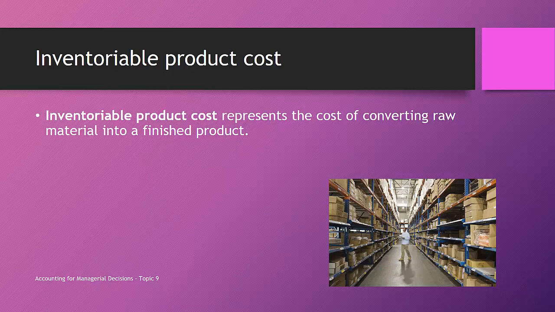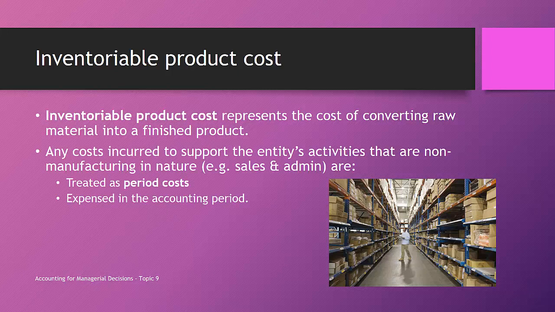And this represents the cost of converting raw material into a finished product. Any costs incurred to support the entity's activities that are non-manufacturing in nature are treated as period costs and expensed in the accounting period. So you don't attach sales costs to the actual cost of the inventory. What you include in the inventory cost is all the things that it costs you to make the product, but not to sell the product. So selling costs are excluded from being included in the cost of inventory.